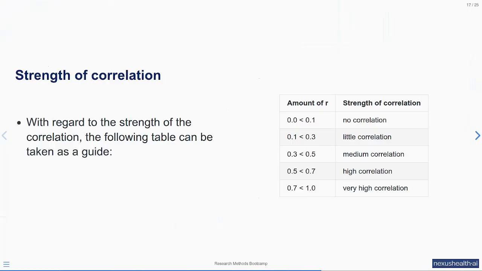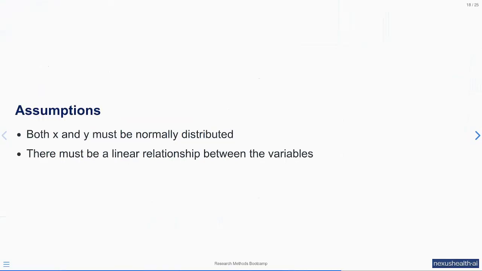How do we interpret the strength of correlation? With regard to the strength of the correlation, this table serves as a guide. Between 0.0 and less than 0.1, we can assume that there's no correlation. Between 0.5 and 0.7, we can say that the degree of correlation is high. And above 0.7, we can say it's a very high correlation. And so this gives us a rough guide to how to interpret the strength of correlation.